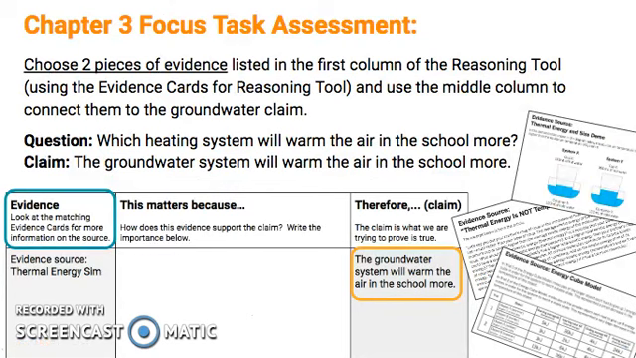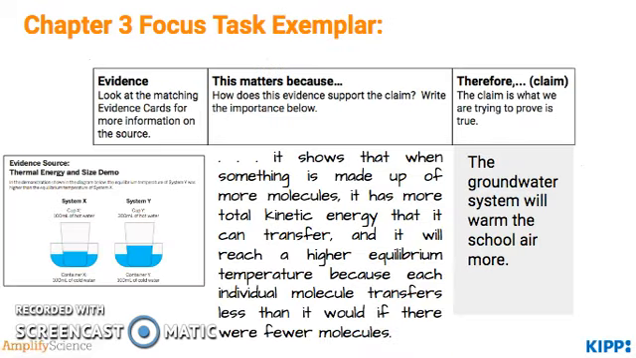Now that we know the second heating system is more effective, the Chapter 3 focus task involves students using evidence to support that claim. Given evidence cards, they complete a reasoning tool explaining why that evidence is relevant. An example of what this might look like is this.